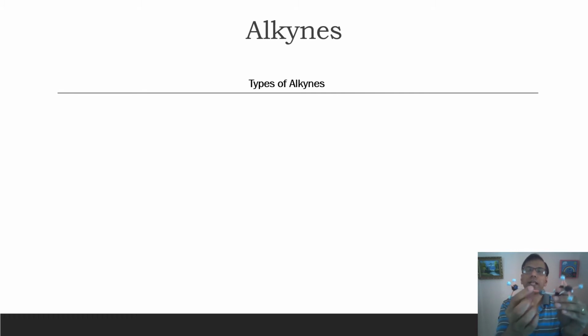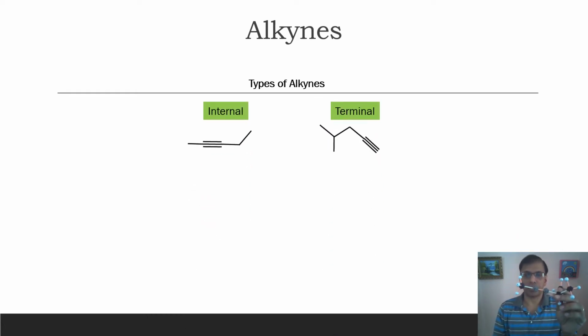This gray atom right here, these two are the carbon atoms, and pink indicates the triple bond. Since this triple bond is within the molecule, it's called an internal alkyne. Now, in a terminal alkyne, the triple bond is at the end, as in this case.